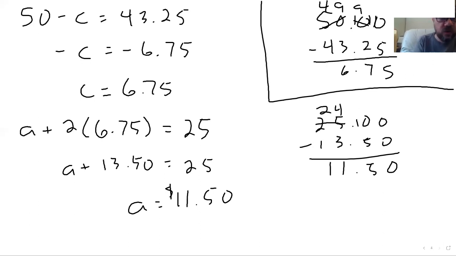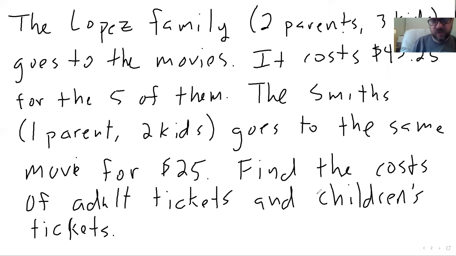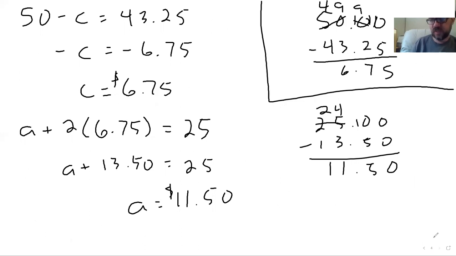And just like before, I don't want to just leave this as A equals $11.50, C equals $6.75, or even worse, A equals 11.5, C equals 6.75. What I want to do is answer the question in the same manner as it was asked. So find the cost of adult tickets and children's tickets. I should say one adult ticket is $11.50 and one child's ticket is $6.75. So that's how I'm going to answer the question.